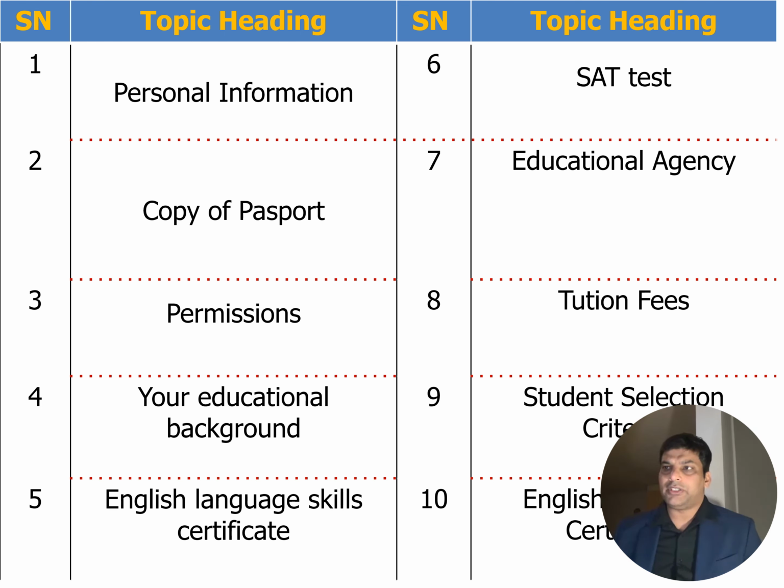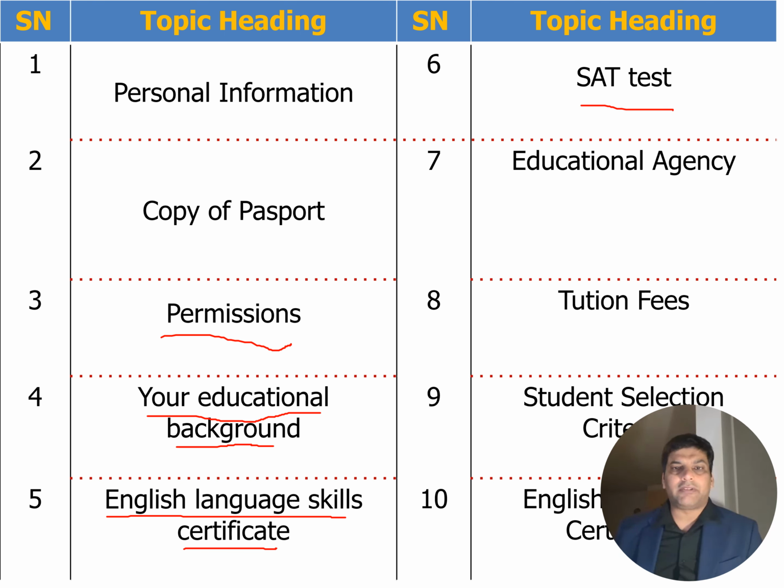Third, we have permissions, and then we have your educational background, what education you have and on what basis you are applying. Then you have the English language skills requirement. You have to upload the IELTS certificate, for example, and if you don't have IELTS, then another test can be used on behalf of the English language. Then you have to define the educational agency. Are you applying by yourself, or is some agent applying on your behalf, or are some educational agencies involved?